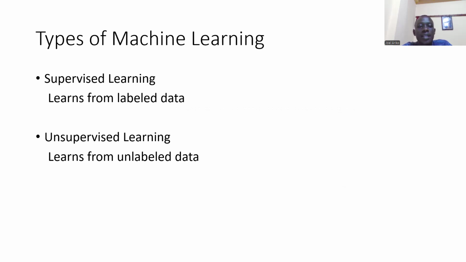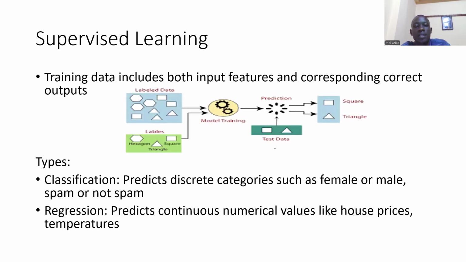As I said earlier on, there are two types of machine learning. We have supervised learning. This is where the model learns from labeled data. Then the other is unsupervised learning. This is the opposite of supervised learning. Here the model learns with unlabeled data. Right. So let's start with supervised learning.